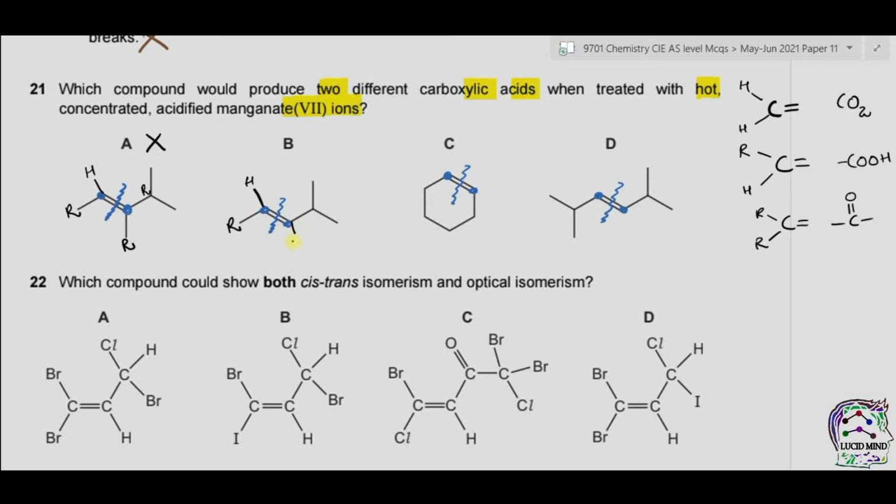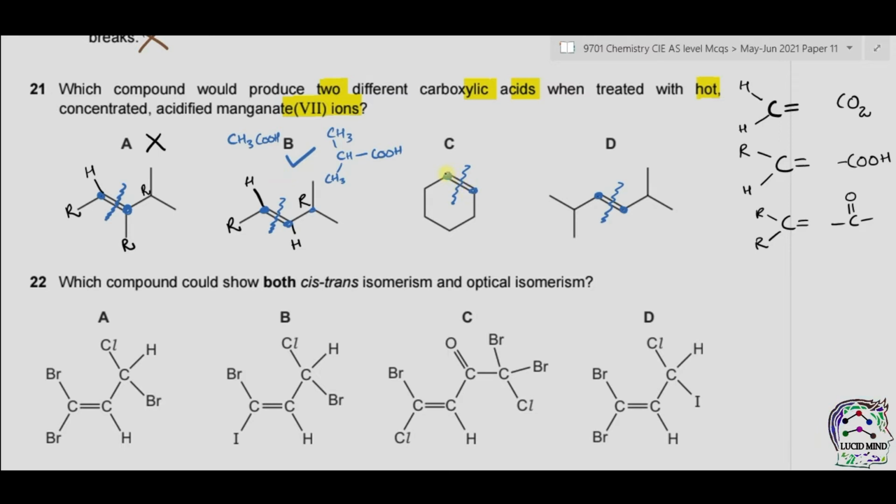In part B, this carbon atom is attached to one hydrogen atom and one alkyl group. Similarly, this carbon atom is attached to one hydrogen atom and one alkyl group. So both these carbon atoms will form carboxylic acids. This carbon atom will form this product, we have CH3COOH, while this carbon atom will form this product, we have CH3 and COOH is formed. As both carboxylic acids are different, B could be the correct option.